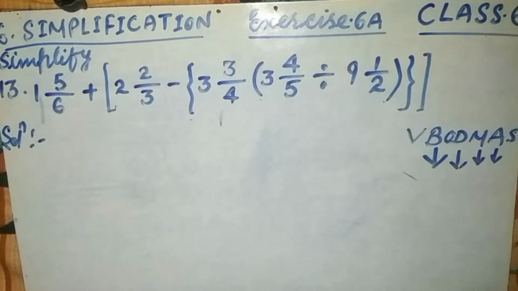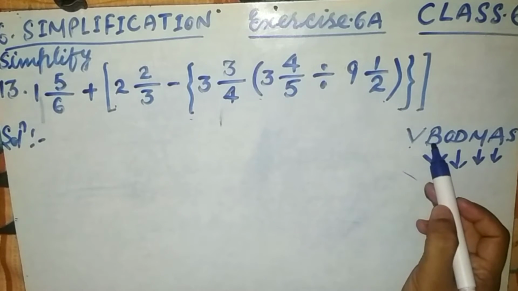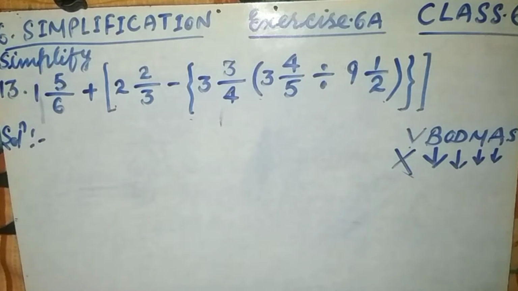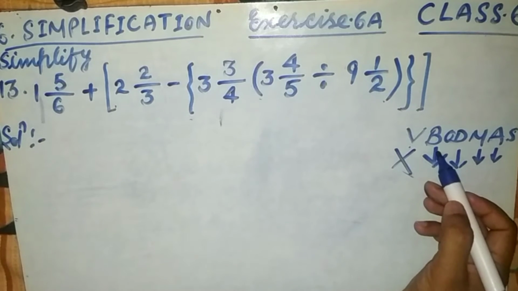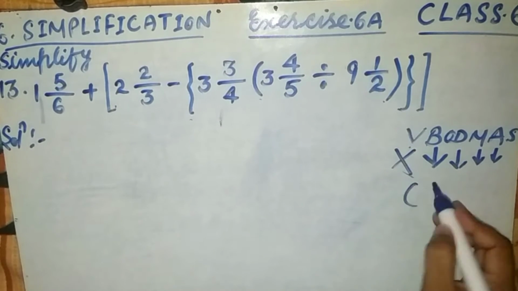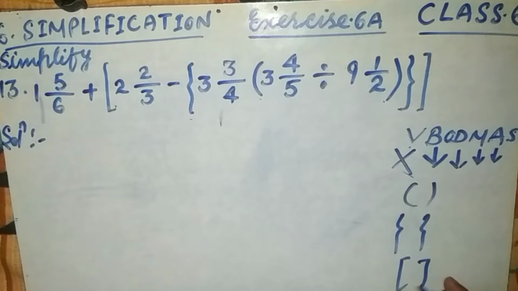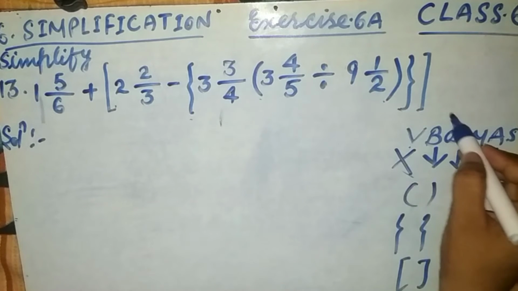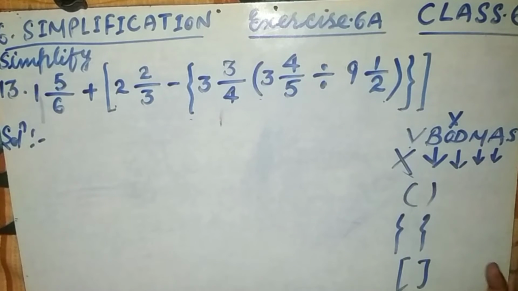So we will work as follows. First V, but there is no bar in this question, so V is eliminated. Now B for brackets. There are three types of brackets. First we work on the small bracket, then curly, then the big bracket. Then come to OF. There is no OF here, so this should be erased. Then come to division, then multiplication, addition and subtraction. So friends, have a look.